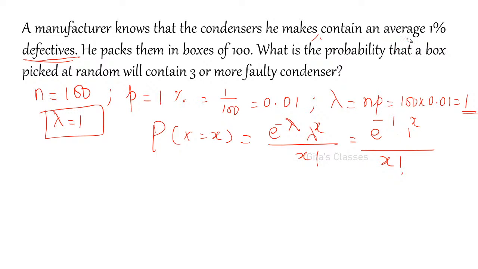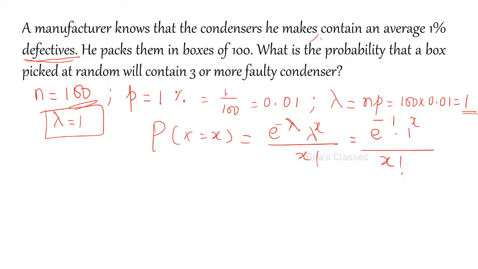The formula is the Poisson distribution, because small p is very small, 0.01. N is 100. Therefore, we have taken the Poisson distribution. When p is very small, you have to go for Poisson. Otherwise, you can go for binomial. Here we have p plus q is equal to 1. The same conditions apply. So here lambda is equal to 1. This formula is the PMF of the Poisson distribution.